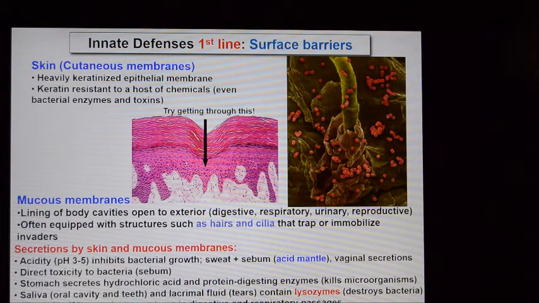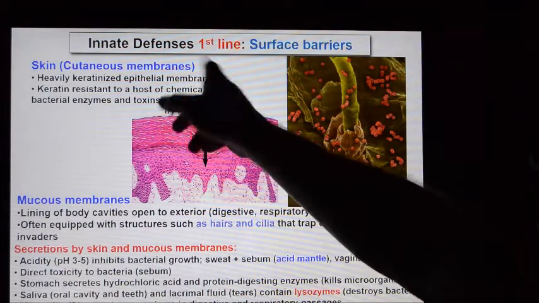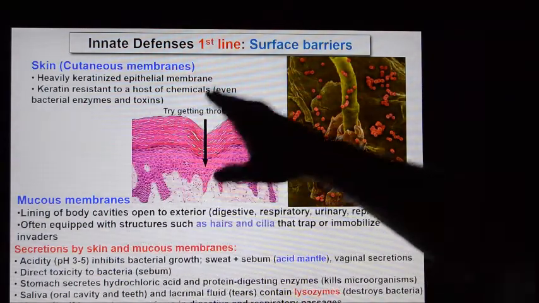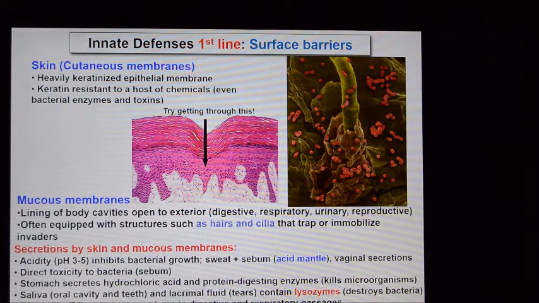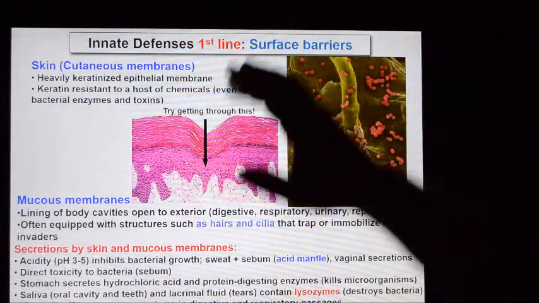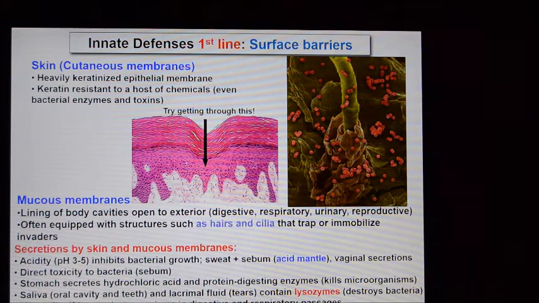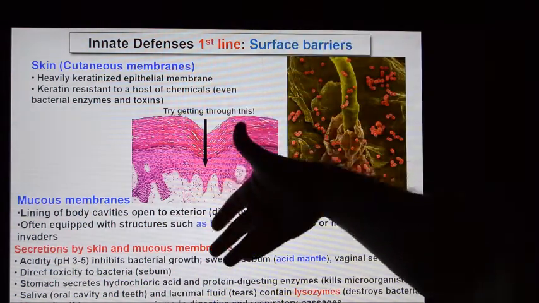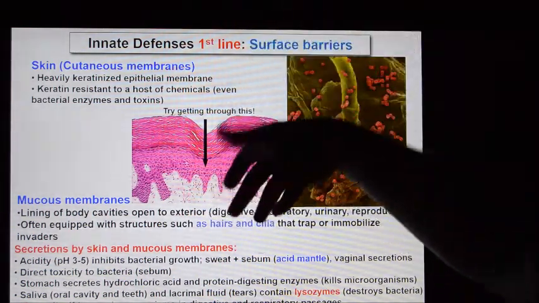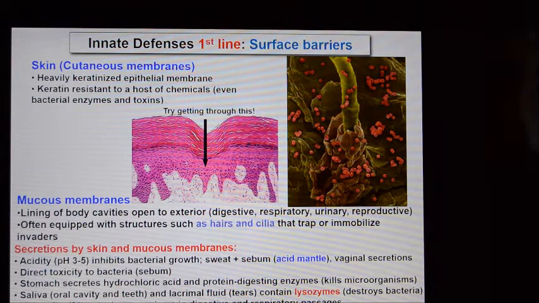So let's talk a little bit about this mechanism. So you have cutaneous membranes like the skin, and you have mucous membranes like the lining of your nose and your intestinal tract and all that fun stuff. These are surface barriers. And these surface barriers are incredibly good at keeping bad stuff out. Your skin is really tough, all right? It's hard to get through there. These are keratinized dead cells. Things just don't burrow through the skin easily. They're very, very good at preventing this, in fact.